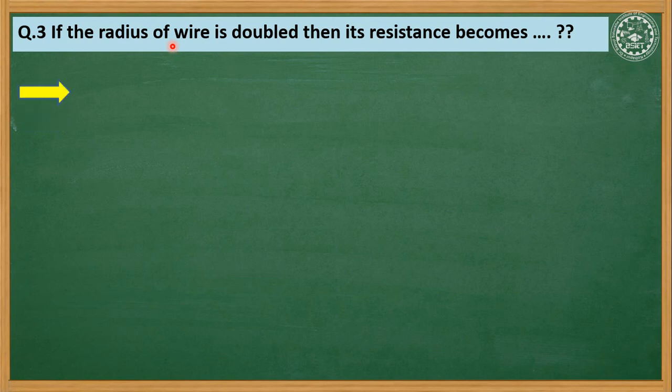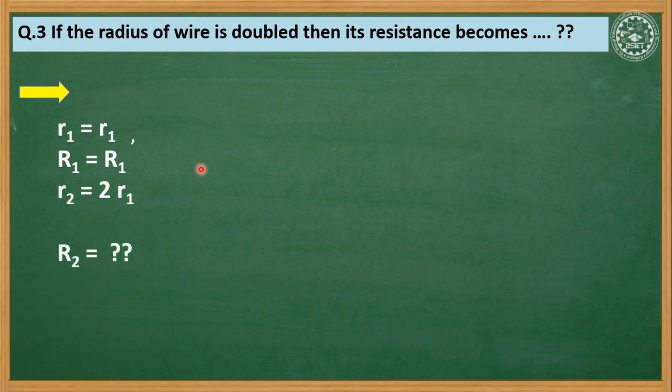Now see, the radius of the wire is R1 and the resistance of the wire is capital R1. Now the example asks us, if the radius is doubled, means if the radius R2 is 2R1, meaning the initial radius is doubled, then what will happen to R2, means what will happen with the resistance.